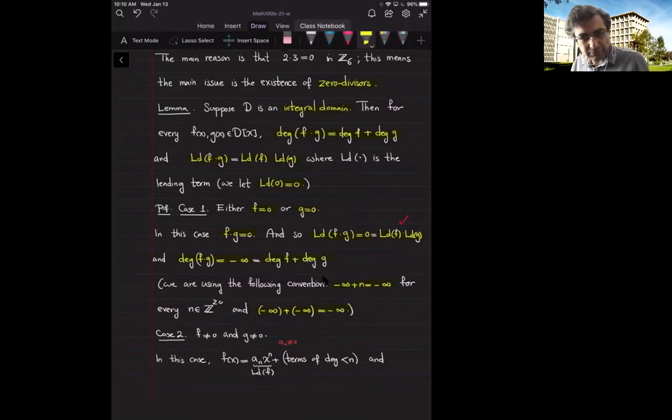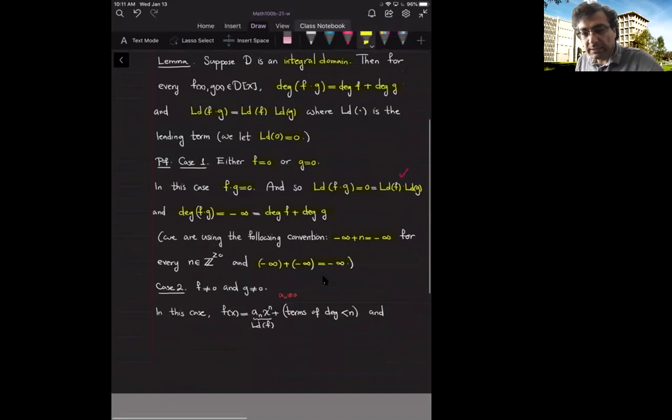This is a convention. Of course, negative infinity is not a number, so it doesn't make sense to add it to any other number or to itself, but it's a reasonable convention, right? Negative infinity plus some integer should still be negative infinity, and negative infinity plus negative infinity should be negative infinity. So it does make sense to use this kind of convention. Okay, so in any case, we are done with case 1.